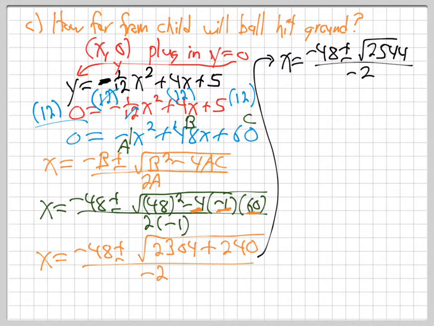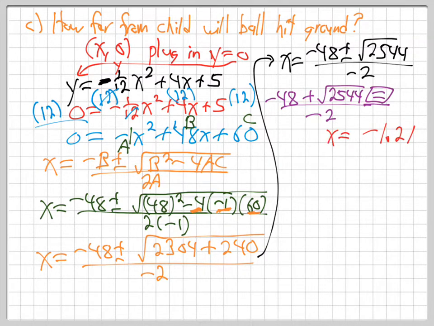Okay, so we have two options here. We got to just do those two separate options. We have negative 48 plus the square root of 2544 over negative 2. Type that into your calculator. Make sure to remember to hit equals when you're done with the numerator before you divide by 2. Negative 48 plus the square root of 2544 equals divided by negative 2. I'm getting the answer negative 1.21.